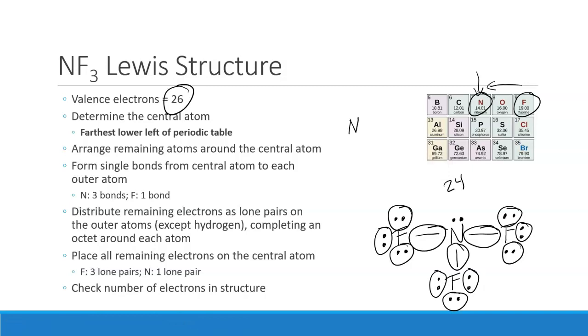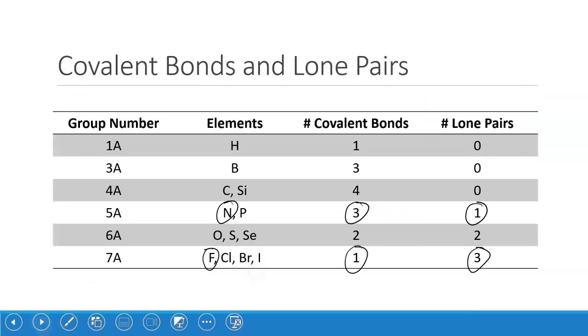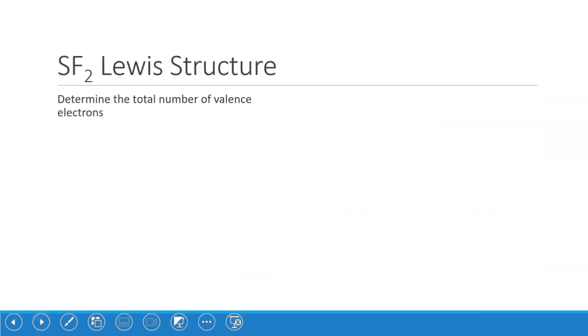So our final structure would be the nitrogen attached to 3 fluorine atoms. Each fluorine has 3 lone pairs of electrons, and the nitrogen should have 1 lone pair of electrons. All right, let's do one last example. Let's try SF2. If you want, this might be a good time to pause the video and see if you can do it on your own.